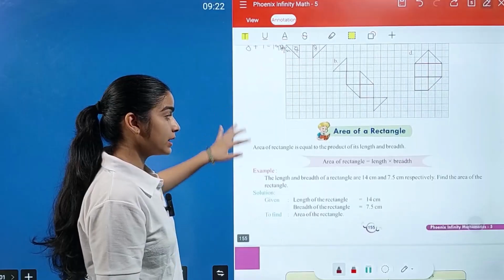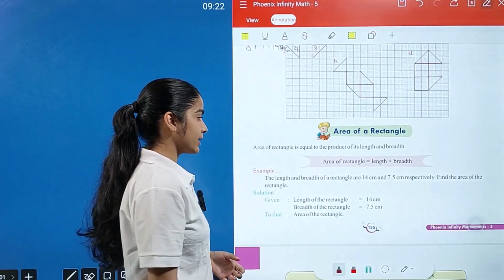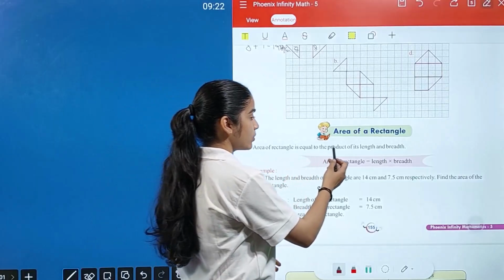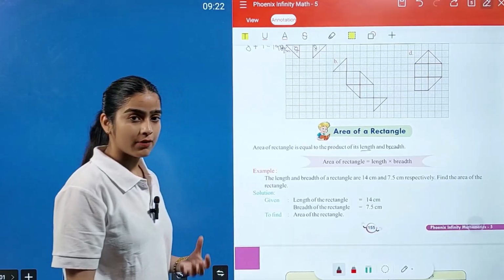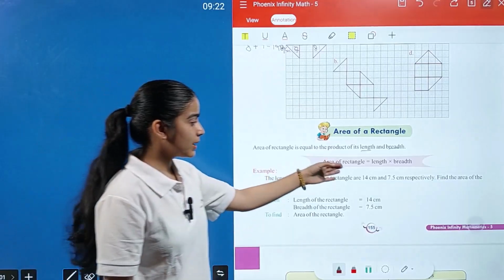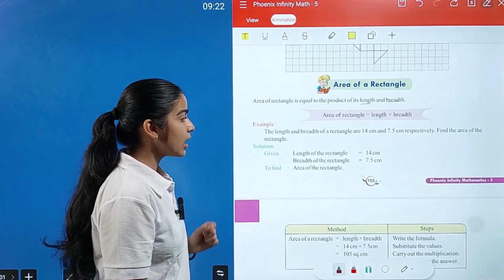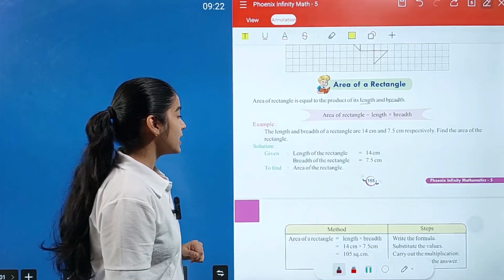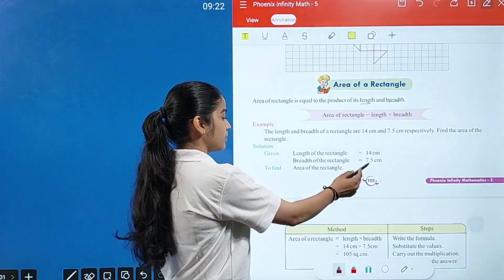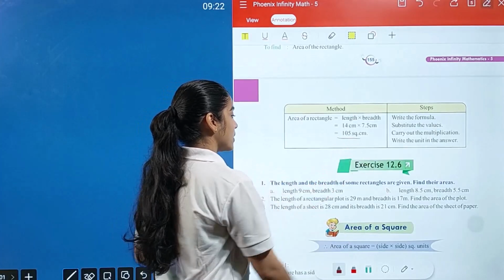Now we are dealing with the formulas of area. So first we deal with area of a rectangle. Area of a rectangle is equal to the product of its length and breadth. So what you have to do, you just have to find out the length and breadth and multiply them together. You will get your area. The length and breadth of a rectangle are 14 centimeter and 7.5 centimeter respectively. Find the area of the rectangle. So 14 multiplied by 7.5 and you will get your answer 105 square centimeter.